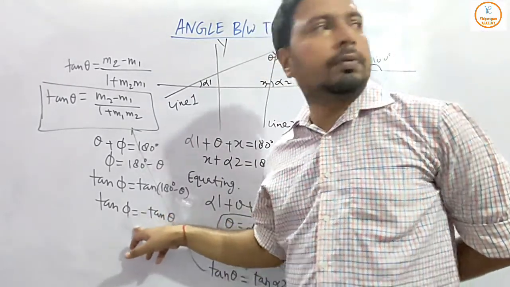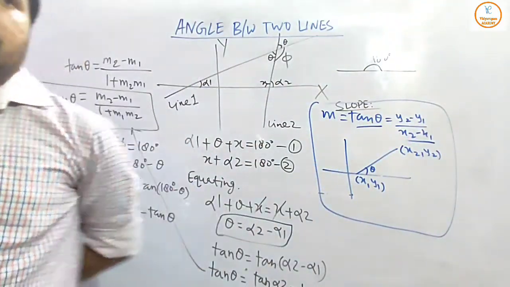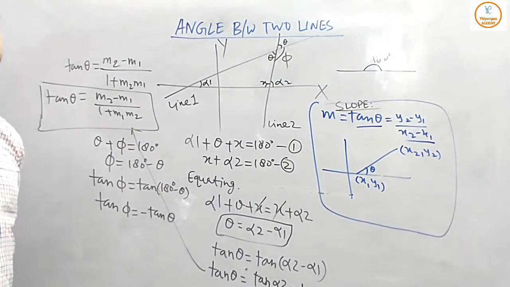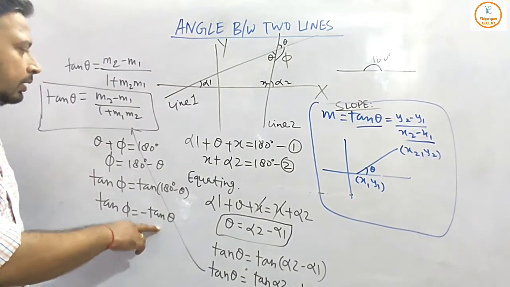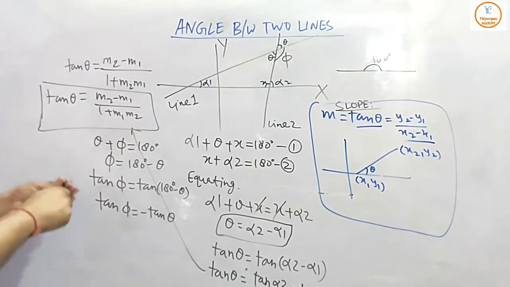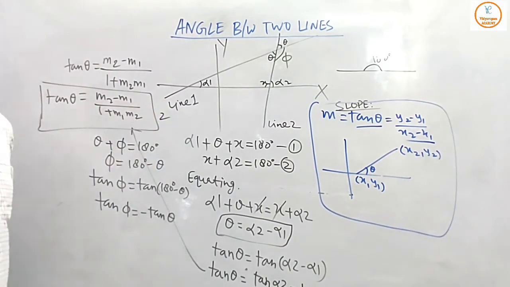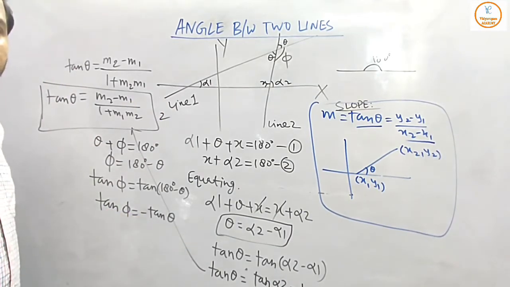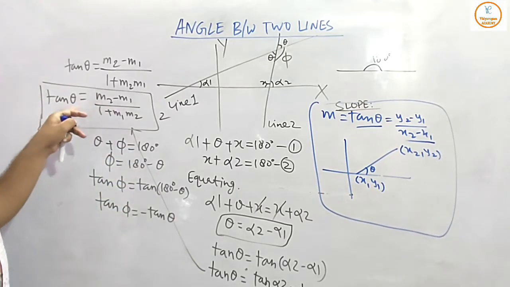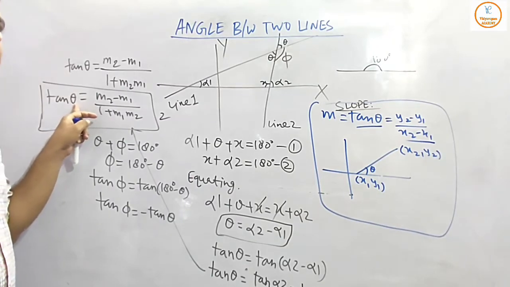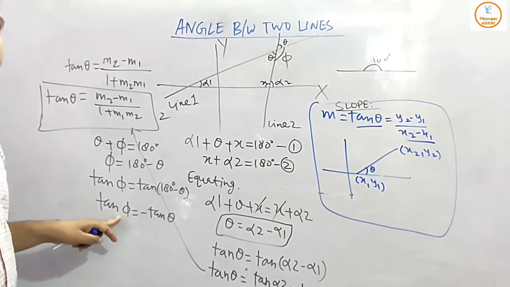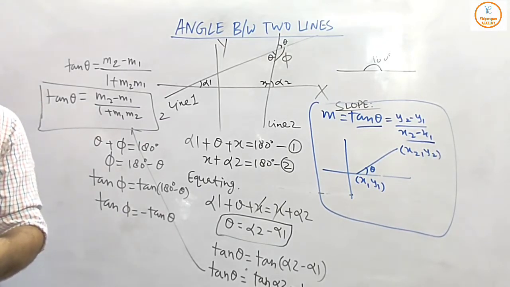So from this line, tan theta is equal to minus tan phi. What have you understood? Whatever the value comes here, suppose the value 2 comes here, then tan phi is equal to minus 2. So whatever the slope of tan theta is, the negative of that slope will be the slope of tan phi.